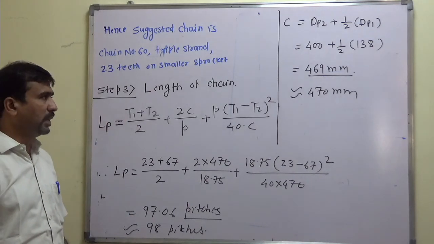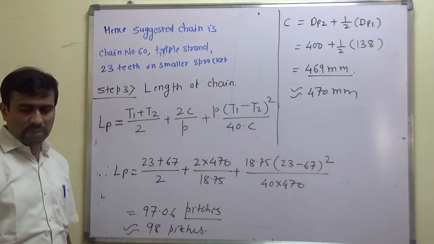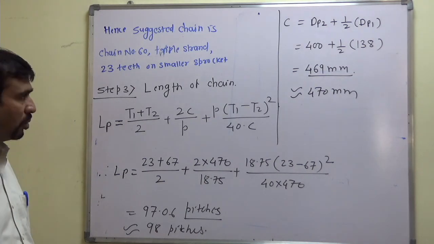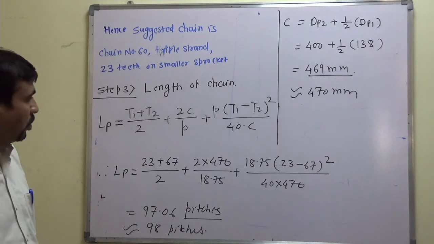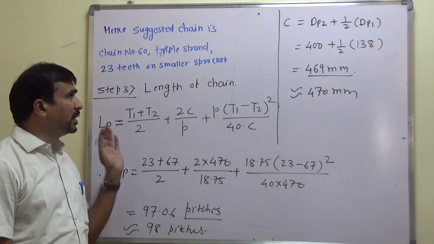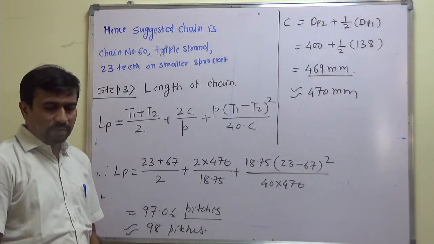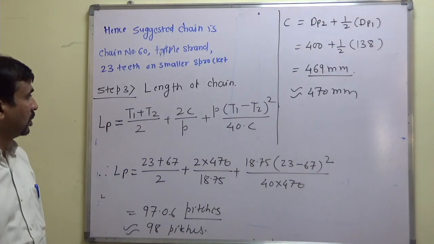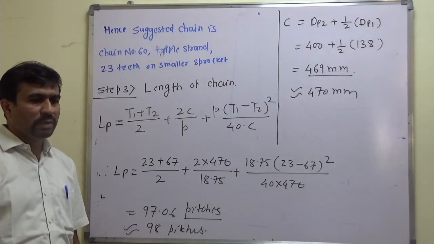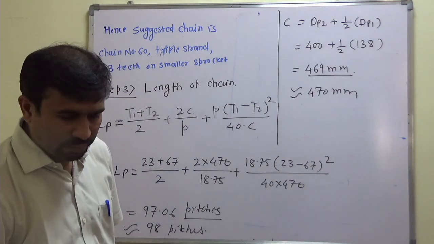After calculating length of the chain, what remains is to determine various dimensions of the sprocket as per step number 4. So we know step number 4 as per general design process. We can calculate various specifications of the sprocket using table number 14.4. So that you can do at the last step, step number 4. So this is all about the solution of this numerical. Okay. Thank you.